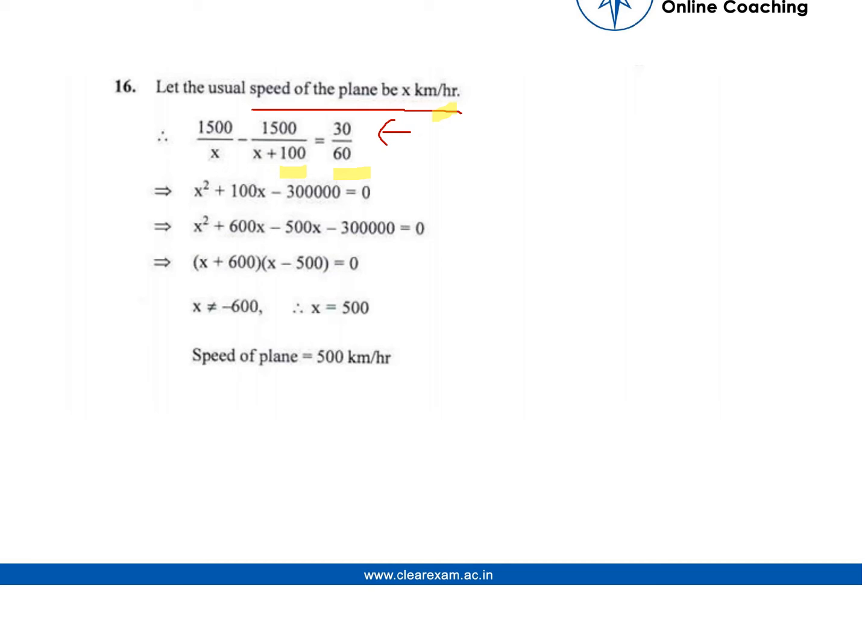So here we take LCM and cross multiply, then we get this equation. Then using the substitution method we solve this question and we get x is equal to minus 600 and x is equal to 500, but the speed cannot be negative, so we will take this x instead of this. So the final usual speed of the plane will be 500 km per hour.